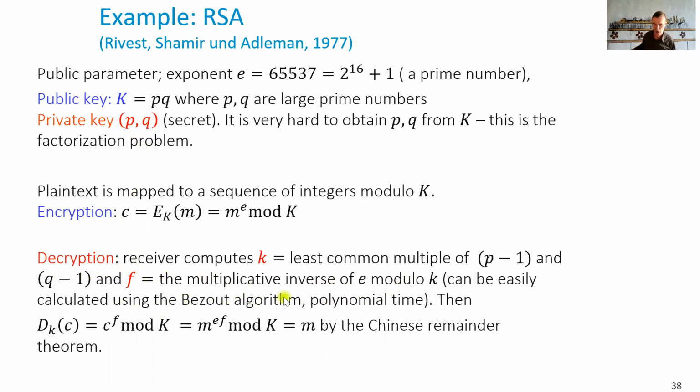That's the Bezout algorithm, which you might know from high school. So computing an inverse modulo something is very easy. So I know f, and then by exponentiating to the power f, I will decrypt the message. So that is the principle of RSA.